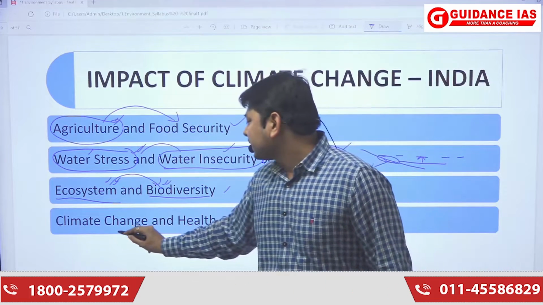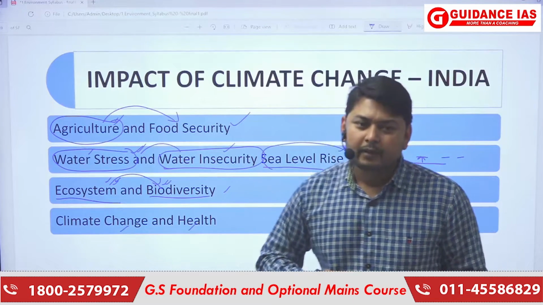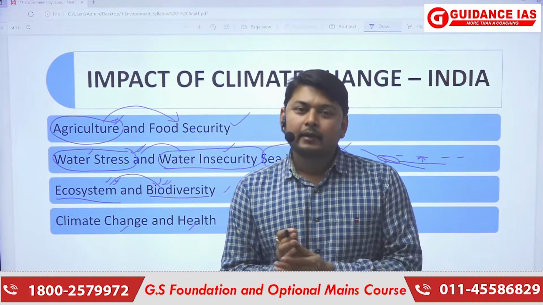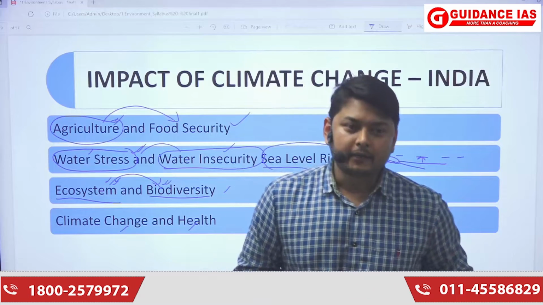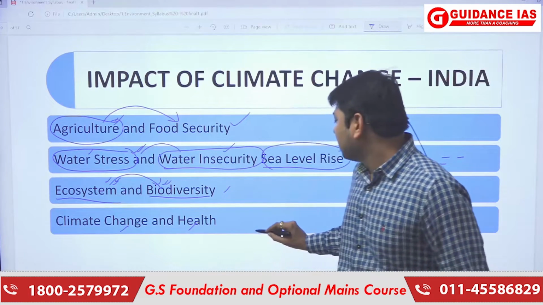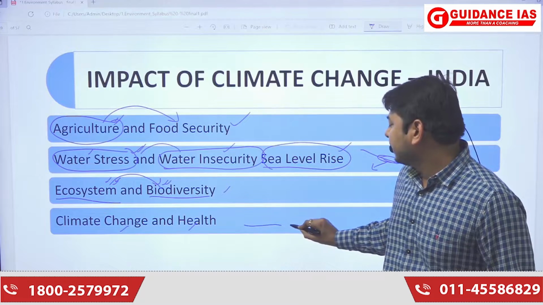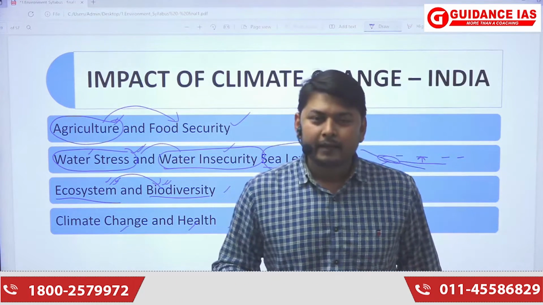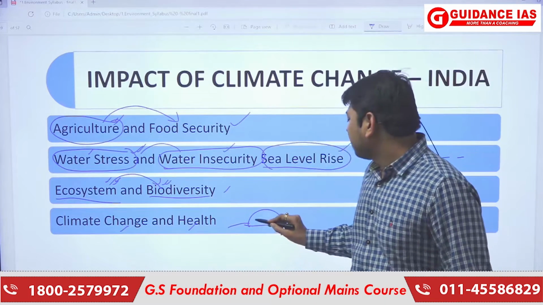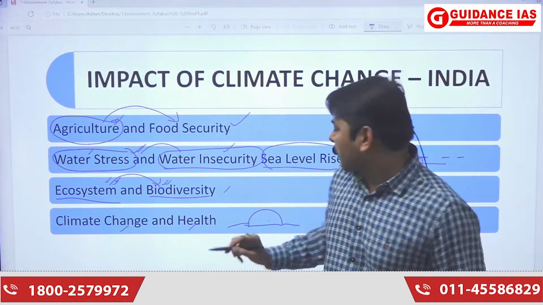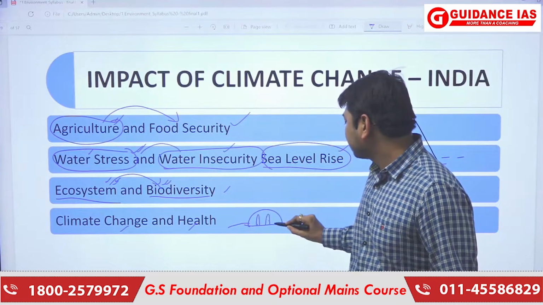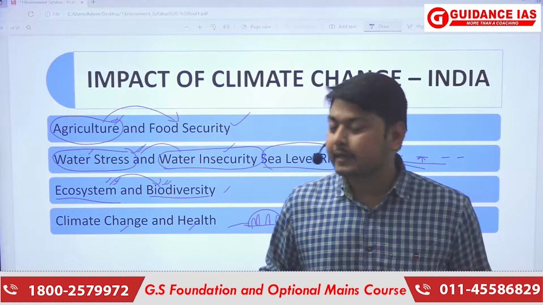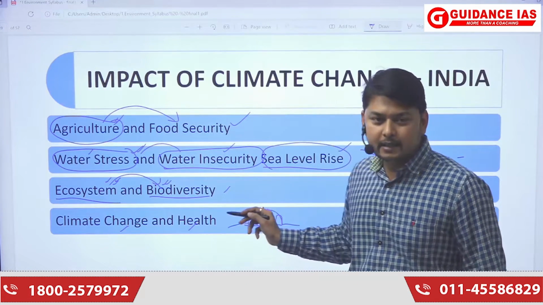Next we have climate change and health. If we take some examples from recent studies, there is a concept of the urban heat island. In an urban heat island, what happens? This is an urban area. For example, I will take Delhi. What is happening here? There is concretization of buildings. We have lots of buildings here and fewer trees. Trees are cut so that the buildings can be created.